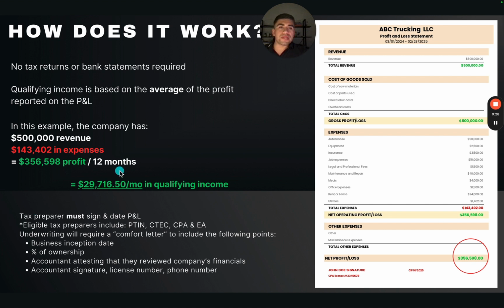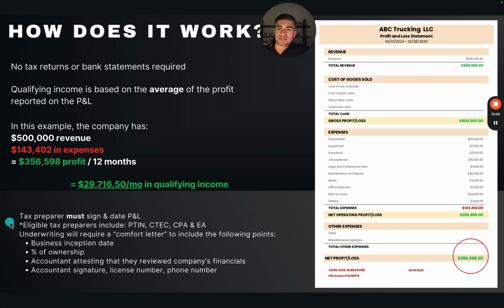Now, on that note, when it comes to the P&L itself, this is a basic P&L, right? Again, it would be filled out with your business's information. Now, your accountant will have to sign this P&L, right? They're going to have to sign it, date it, and include their license number. Now, along with the P&L itself, underwriting more than likely will require something called a comfort letter.